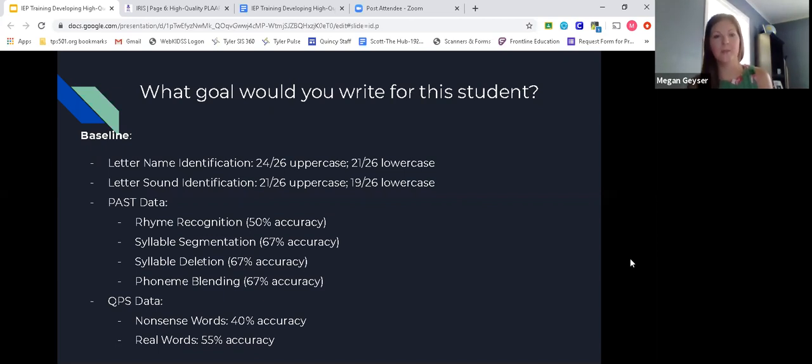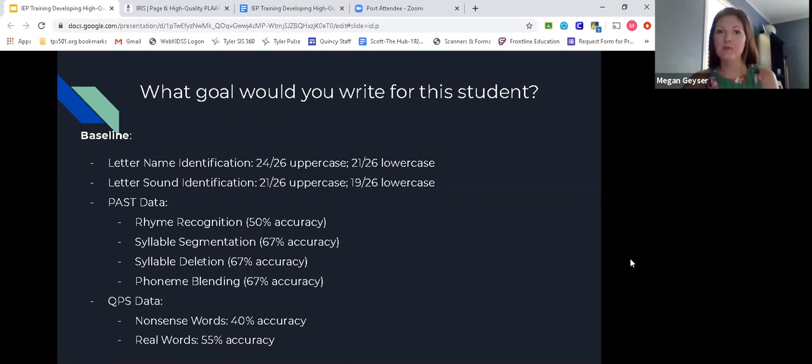We want that, but the team decided to go ahead and make another reading goal that's based on his phonics skills. So he has a goal over phonological awareness, and he also has a goal for phonics, targeting the nonsense words and reading real words, decoding those words accurately. Did you guys come up with those? If you did, give yourself a pat on the back or gold star.